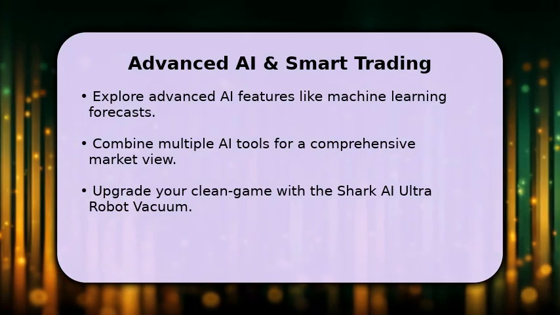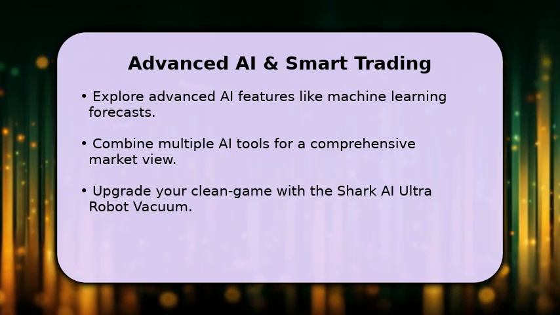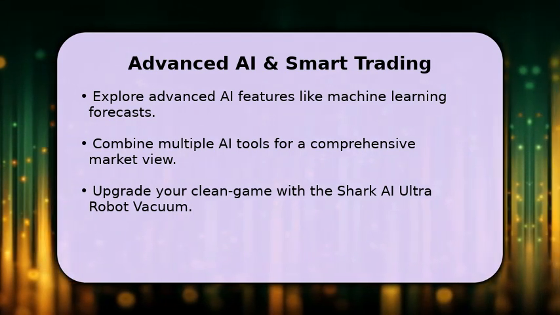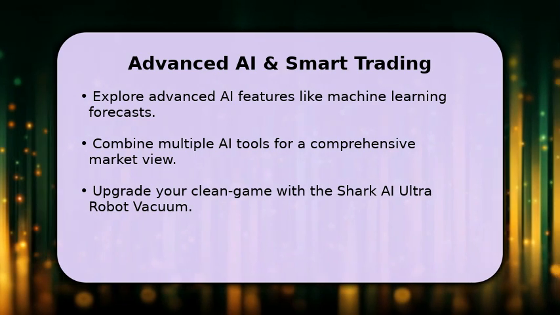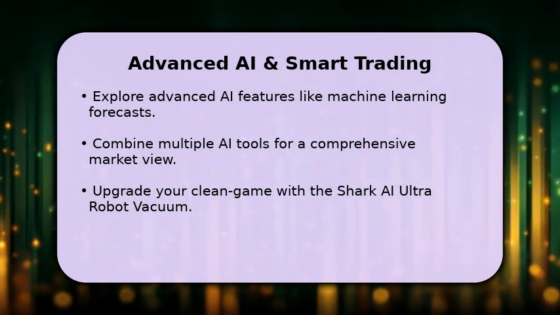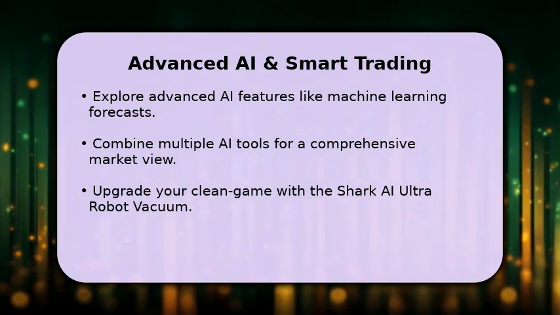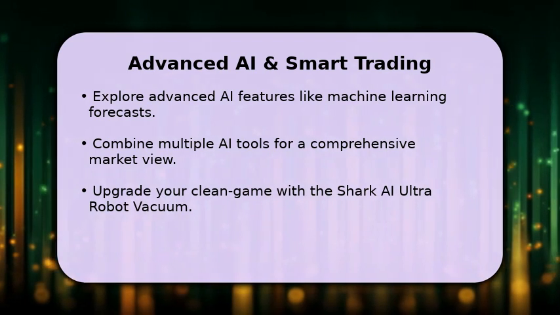Beyond basic indicators, TradingView offers advanced AI features, including machine learning-based forecasting models. These can provide deeper insights into future price movements. Consider combining several AI tools, perhaps an AI trend indicator with an AI volatility predictor, for a more robust analysis. This multifaceted approach can give you a significant edge.